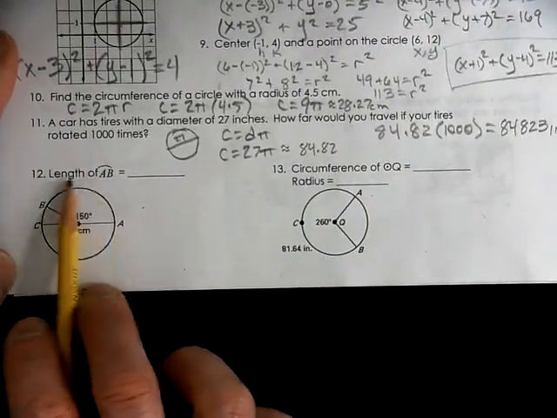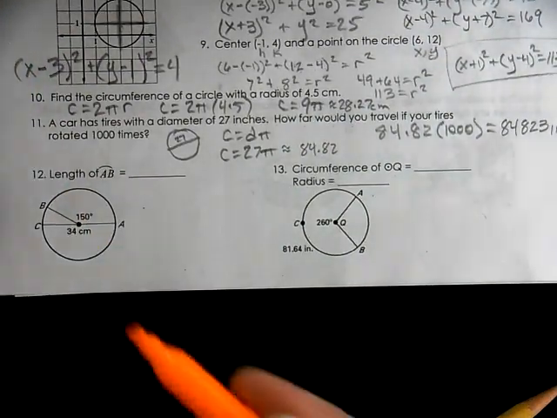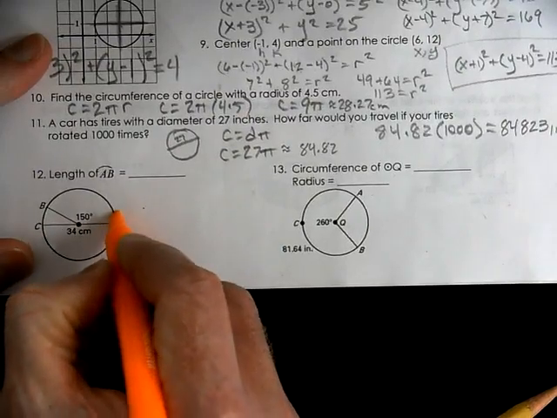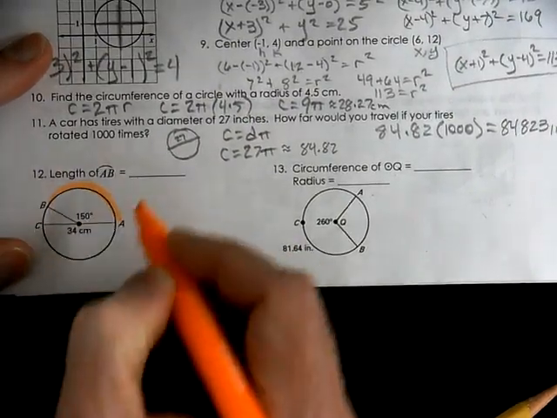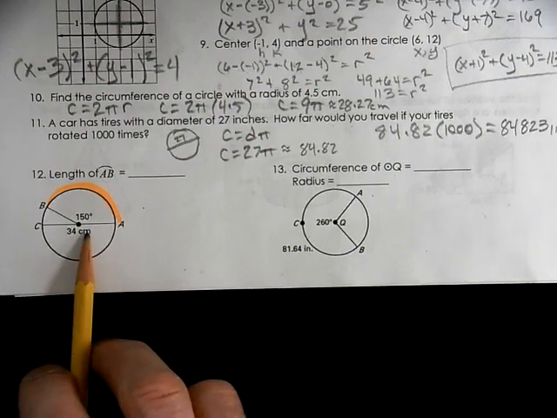Next, we're going to be looking at the arc length of AB. Arc length of AB is right here. We want to know the length. We're not talking about the measure. A measure is a degree. A length is going to be in centimeters.